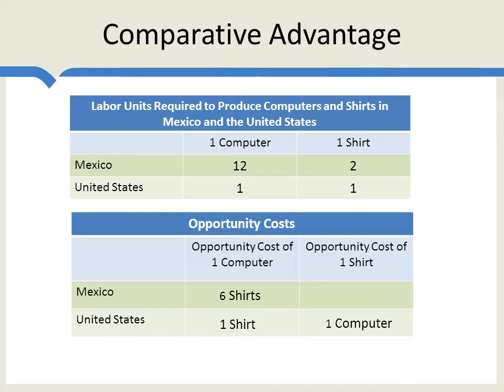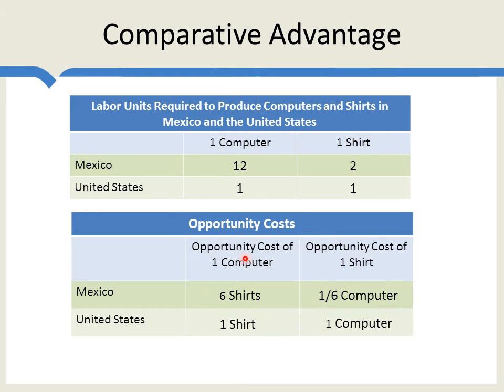If you need an additional computer, it's going to cost you 6 fewer shirts in order to get that computer. And going the other way, in order to get an additional shirt, you're going to have to give up 1/6 of a computer. Okay, so now we have our opportunity costs.